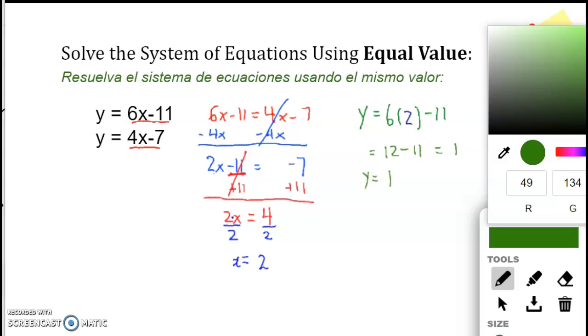So x is equal to 2 and y is equal to 1, or you could represent this as (2, 1) with parentheses on either side. That communicates that the first number in the parentheses is the x value, and the second number in the parentheses is the y value. So this is a way to communicate your answer.